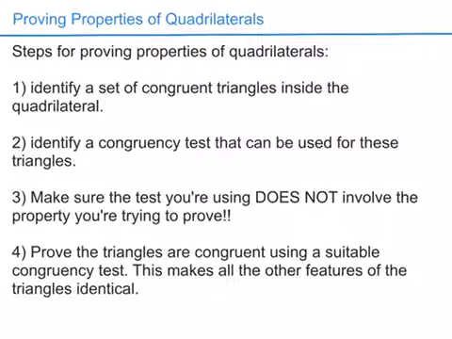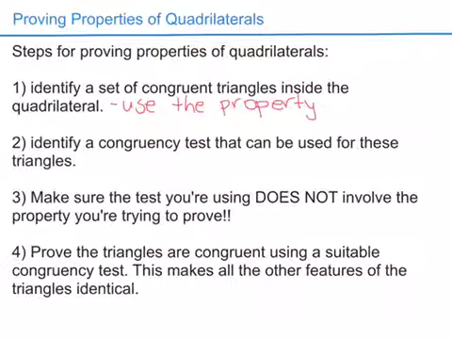So by following the 4 steps in front of us, we'll make sure that we set up a mathematically correct proof every time. The first thing we need to do is identify a set of congruent triangles inside the given quadrilateral. And we need to make sure that these congruent triangles use the property we're trying to prove. So for instance, if we're trying to prove the opposite sides of a parallelogram are equal, then we need to make sure we pick two congruent triangles that involve those opposite sides.